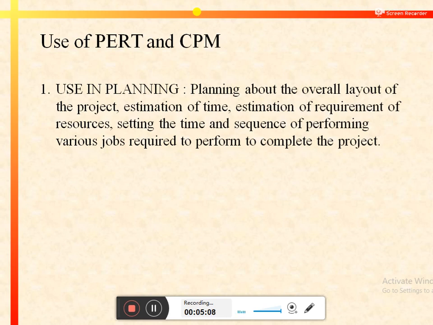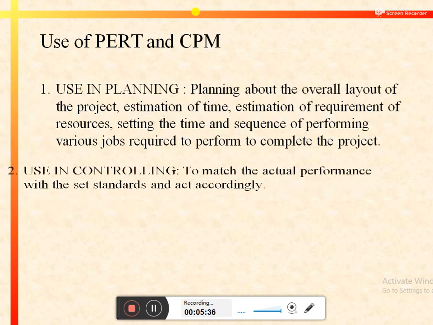So the first and basic purpose of using PERT and CPM is to help the management in planning certain key aspects of the project, that may vary from laying the overall layout of the project, estimating the time, estimation of the requirement of different resources for different activities, setting the time and sequence of different activities. So these activities are very crucial for the successful completion of any project.